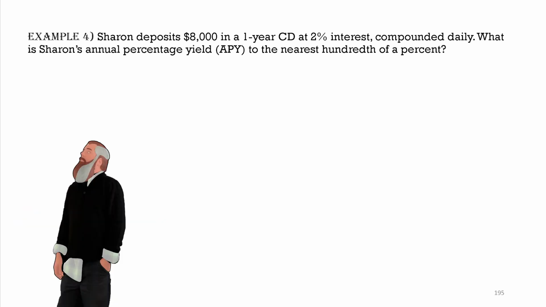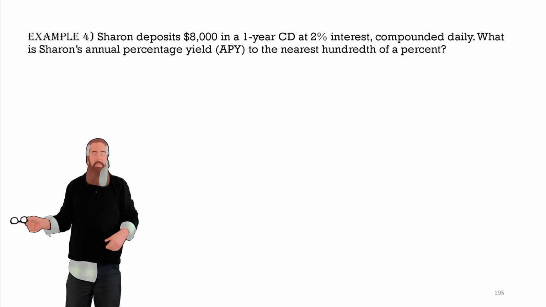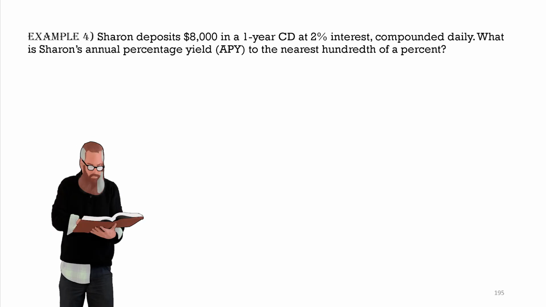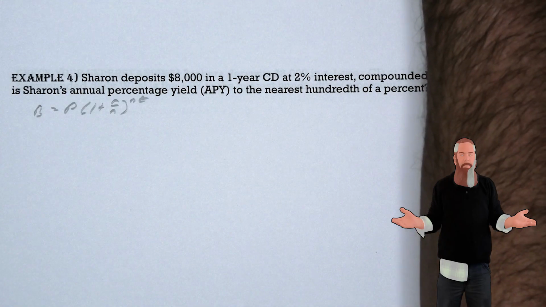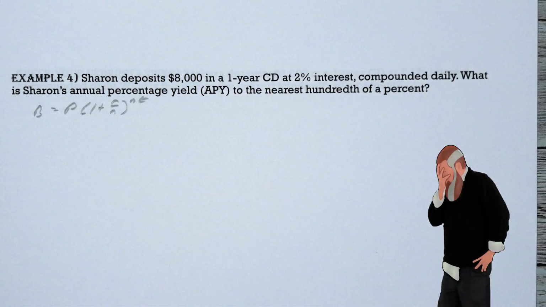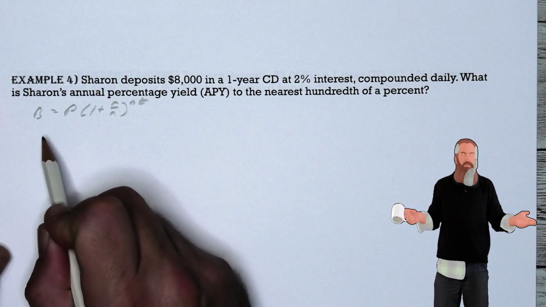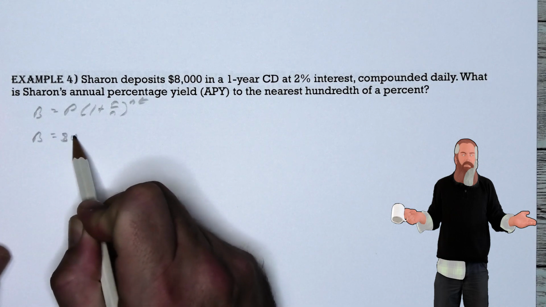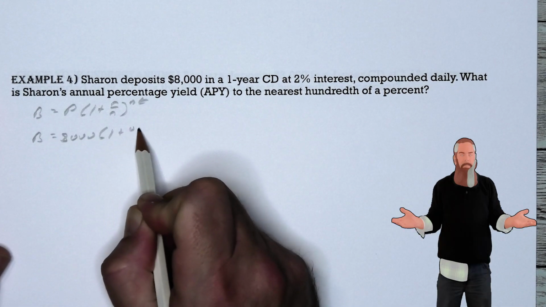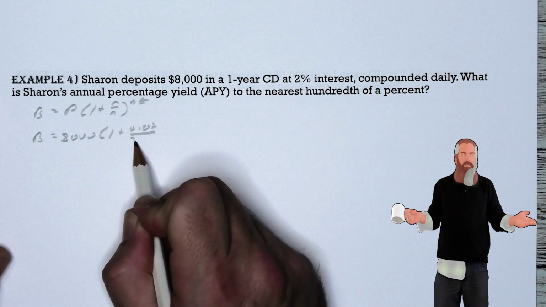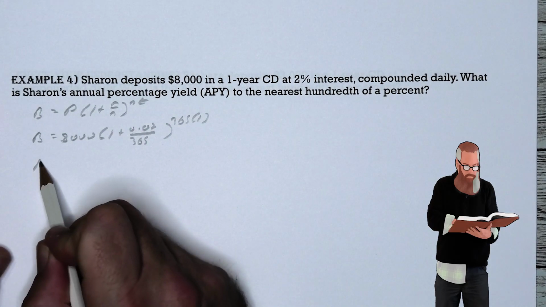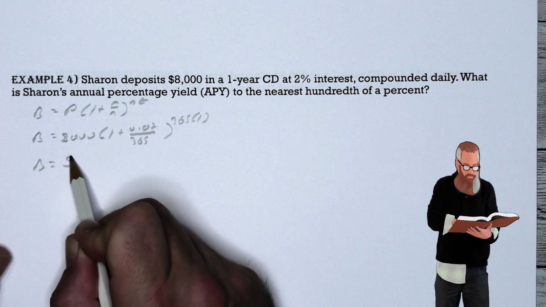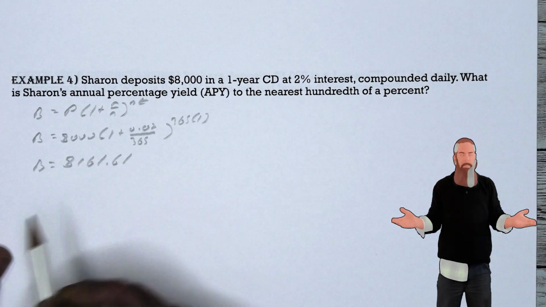Sharon deposits $8,000 in a 1-year CD at 2% interest compound daily. What is Sharon's annual percentage yield to the nearest hundredth of a percent? So, to find the annual percentage yield, we use the compound interest formula and the simple interest formula. First, let's find out what happens under the compound interest. So, B is 8,000 times 1 plus 0.02 divided by 365 to the 365 times 1 power. This will give us a B value of $8,161.61.